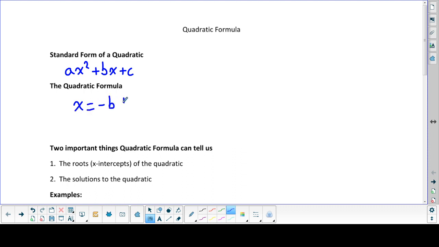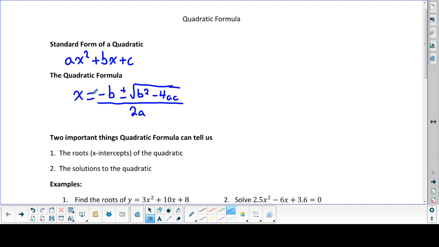So negative b plus or minus the square root of b squared minus 4ac. Extend that square root a little. All divided by 2a. All right, so the a, the c, and the b in the quadratic formula are always from our quadratic in this form. So that's important to remember.